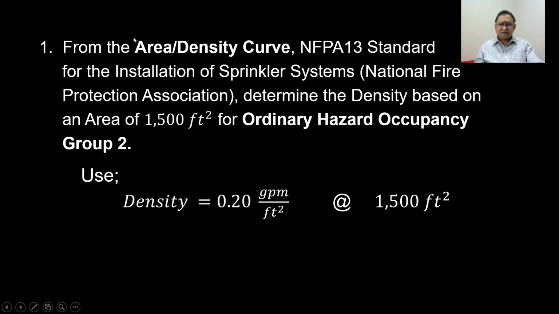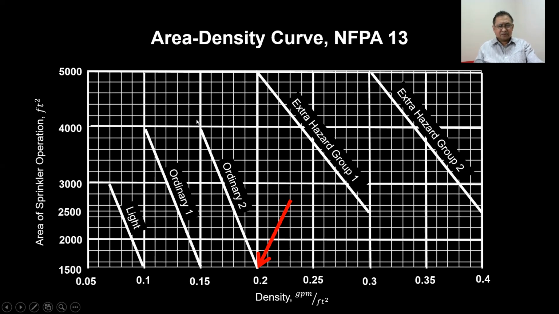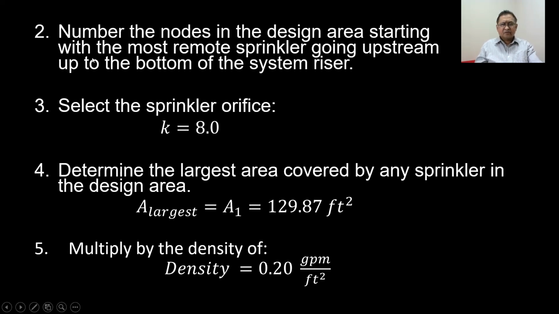So from the area density curve in NFPA 13, we chose a density of 0.2 GPM per square feet at 1,500 square feet. So from here, this is the curve for the ordinary hazard group 2, and we chose the sprinkler operation area of 1,500 square feet. We have a density of 0.2 GPM per square feet. Then we number the nodes in the design area, starting with the most remote sprinkler, going upstream until we reach the bottom of the sprinkler system riser.